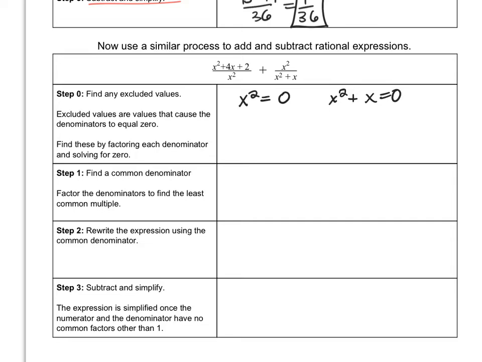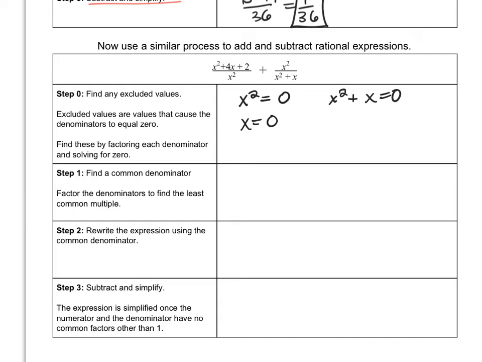So in our first term here, our denominator is x squared. So x squared cannot equal 0. And in the second term, our denominator is x squared plus x. So we need that to also not equal 0. The values where those are equal to 0 will be excluded. So let's figure out what those are.